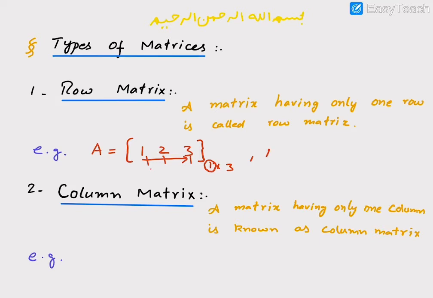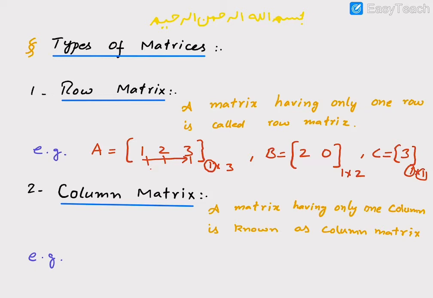See another example. B is equal to [2 0], 1 row and 2 columns. So this is also a row matrix. See another example. You can write [3]. So 1 row, 1 column. So row is 1, so it is called a row matrix. Column is also 1, so we can also say this is a column matrix.